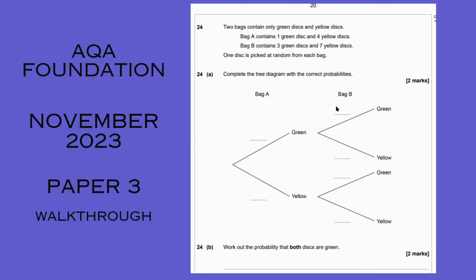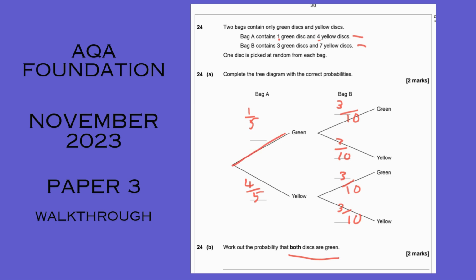Number 24, slightly wordy, but certainly not the worst. So bag A, it's 1 out of a total of 5 for green, so 4/5 for yellow. We move on to the second bag. It's 3 out of 10 for green, so 7 out of 10 for yellow. Nice couple of marks. Work out the probability that both discs are green.